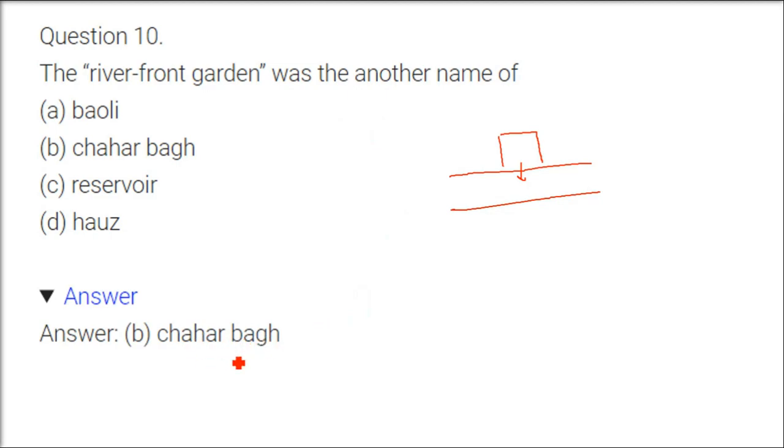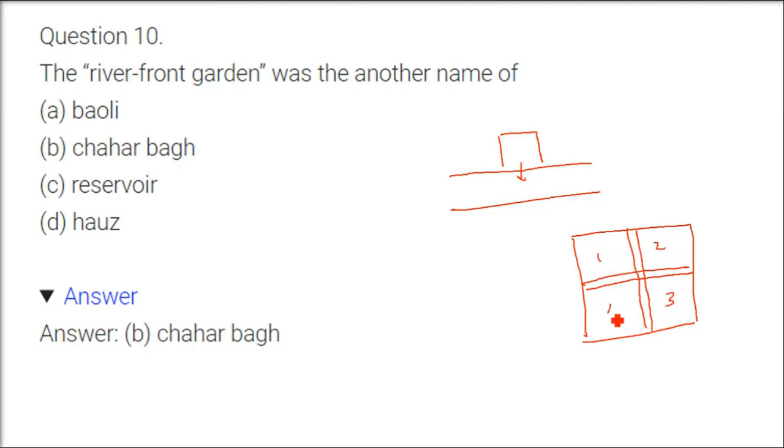Char Bagh, Char means 4. That is why this is Chahar Bagh or Char Bagh. Riverfront garden. So because it is not Bawadi, it is not reservoir, it is not house, it has to be Char Bagh. So Char Bagh is specially an area which is bounded by walls, and inside it is divided into square parts or rectangular parts. These are having water, nehar, and these are different parts, 4 parts here. Char means 4.